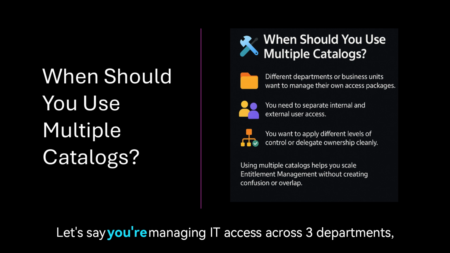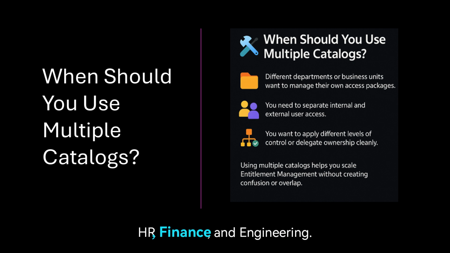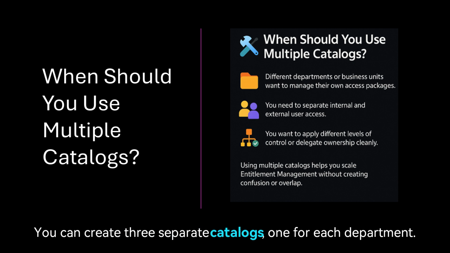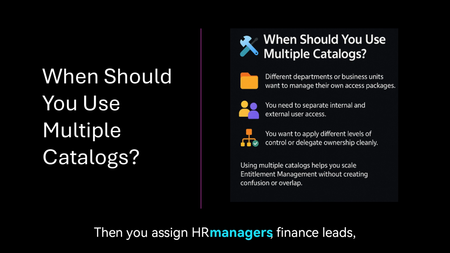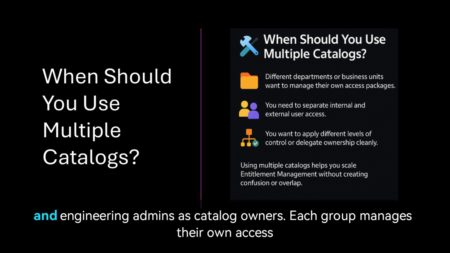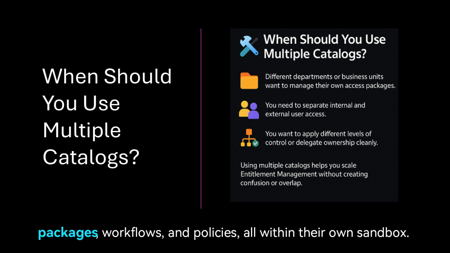Let's say you're managing IT access across 3 departments: HR, Finance, and Engineering. You can create 3 separate catalogs, one for each department. Then you assign HR managers, finance leads, and engineering admins as catalog owners. Each group manages their own access packages, workflows, and policies, all within their own sandbox.